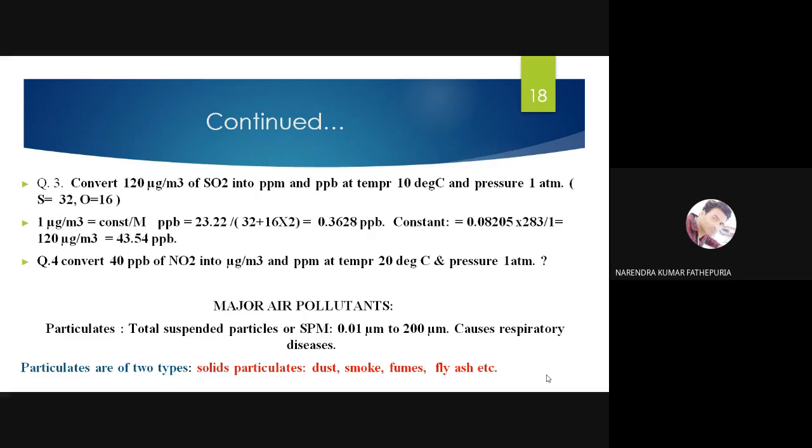The next question: convert 120 microgram per cubic meter of SO2 into ppm and ppb at a temperature of 10 degrees Celsius and a pressure of 1 atmosphere. We have to convert it using the formula we have just discussed: 1 microgram per cubic meter is a constant divided by m. Like this, you can do the respective conversions. They may ask small questions like these from the GATE point of view, 2 marks or 1 mark questions.